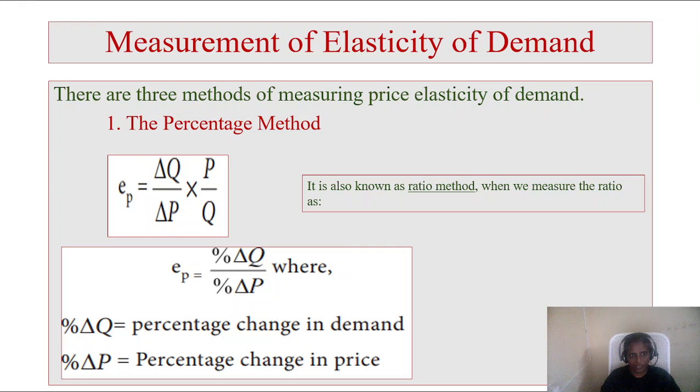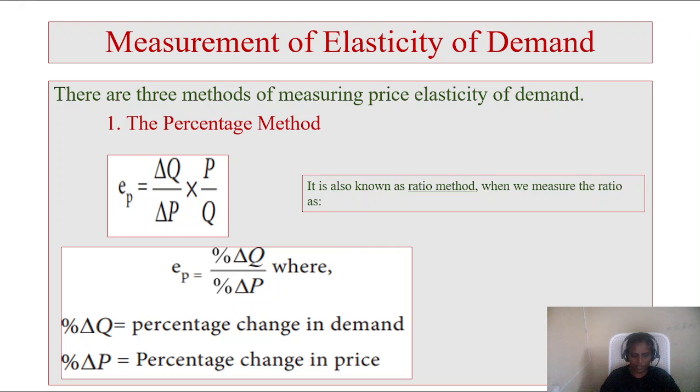Okay, and what is the formula to measure elasticity of demand? EP is equal to delta Q by delta P into P by Q. Delta Q, as we have already seen, is the change in the quantity demanded, and delta P is the change in the price of the commodity.